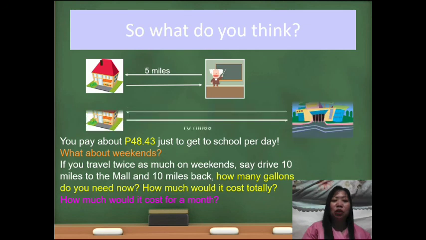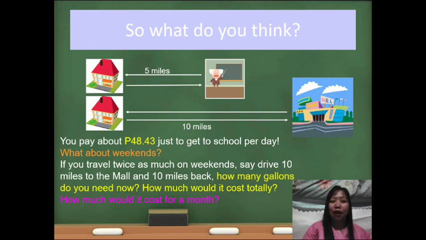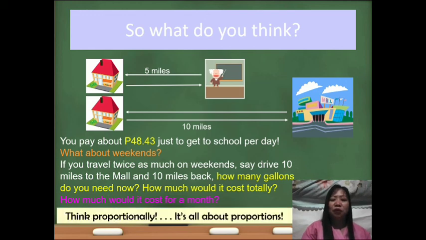If you travel twice as much as weekend, say drive 10 miles to the mall, and 10 miles back. How many gallons do you need now? How much would it cost totally? How much would it cost for a month? I will wait for your answer. Just think proportionally. It's all about proportions.